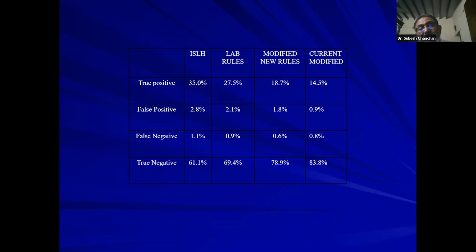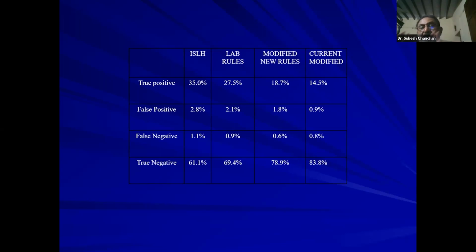That means my review rate will be very high. But false negatives were 1.1%. Now, if I look at my old lab rules, I have brought down the false negativity to 0.9%. Because what is false negativity? That means your cell counter has missed a blast while the smear has shown a blast. So that fear is always there. Then I modified the new rules, and the false negativity came down along with the false positivity. But 1.8% among 3,200 samples is a lot of work.